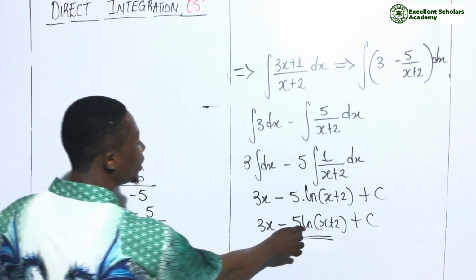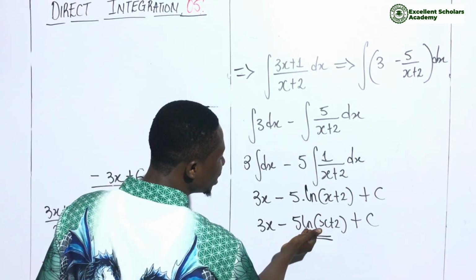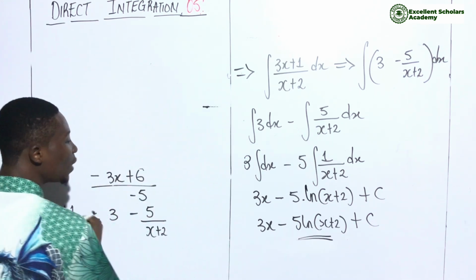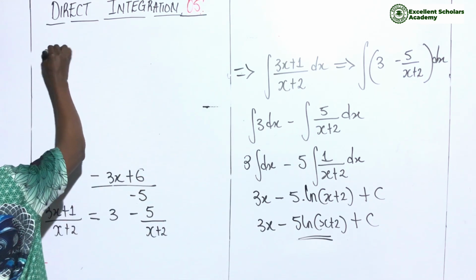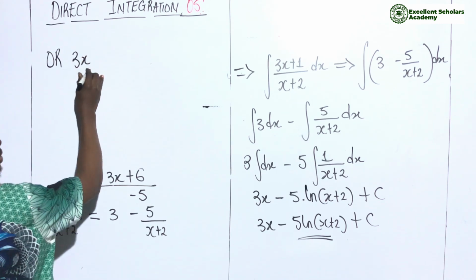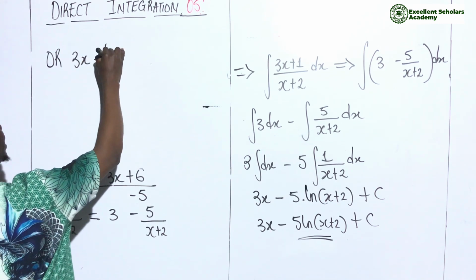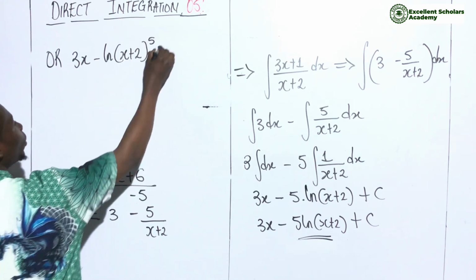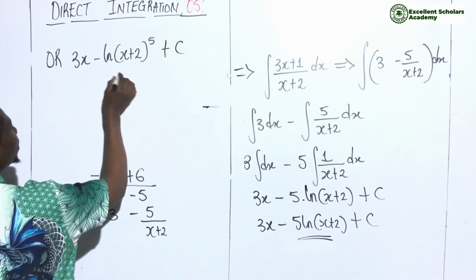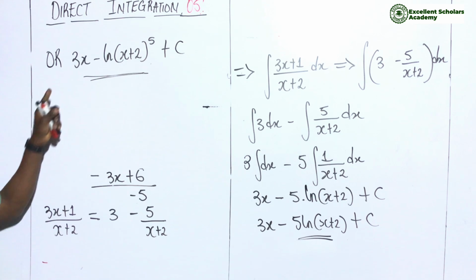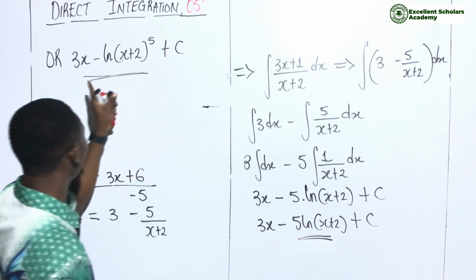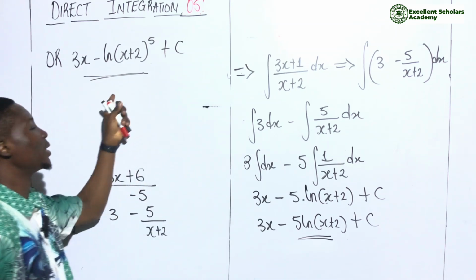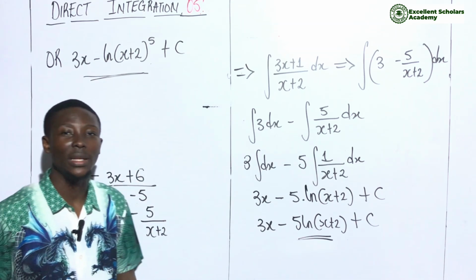Another way you could also write this is this, because this is a logarithmic function. The power can come here, so you can also write this answer as 3x minus ln x plus 2, all to the power of 5 plus 6, plus c. So that's our final answer, either this or this. Any of these forms in which you want to write your answer is an answer. I hope you understand that.